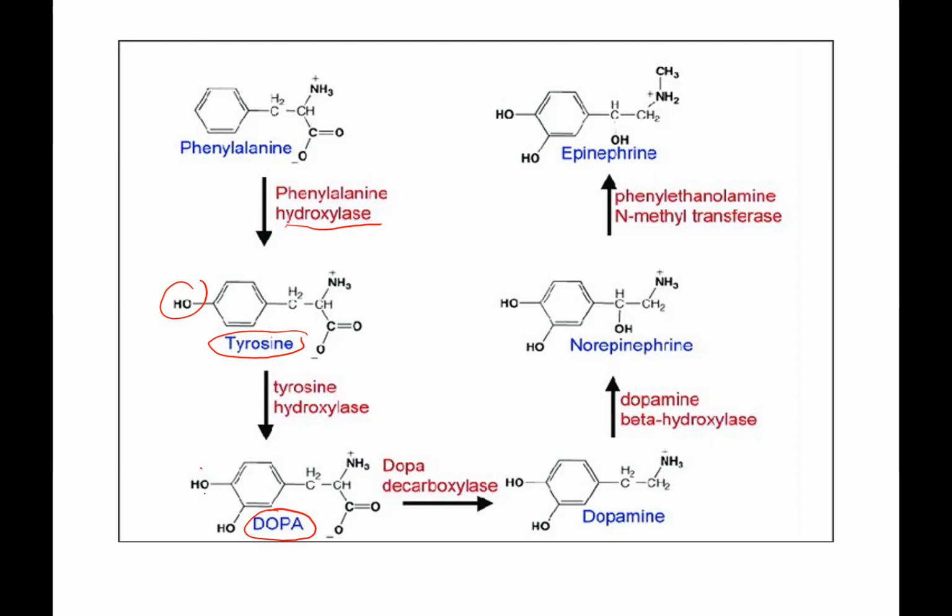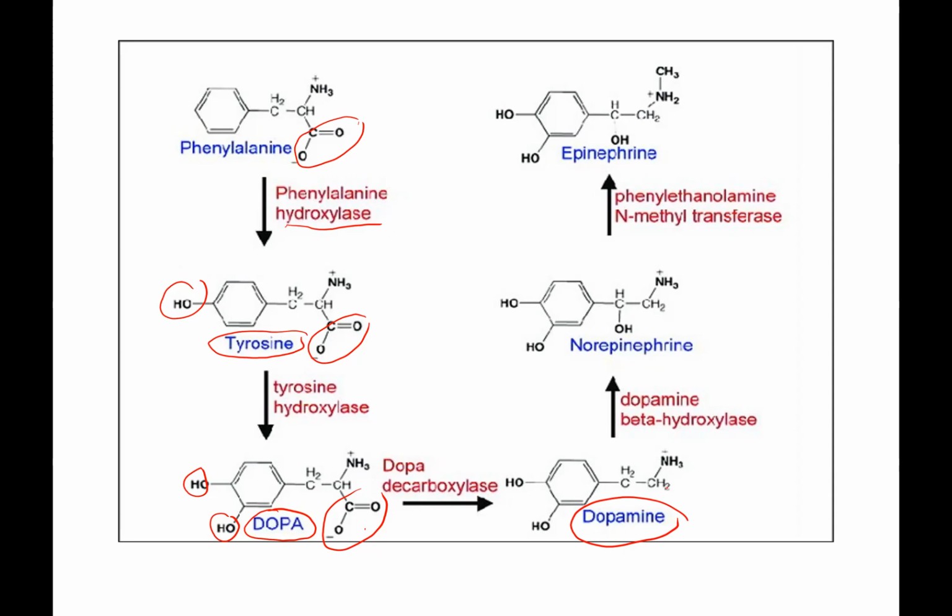Dihydroxyphenylalanine: one hydroxyl group, another hydroxyl group. Dihydroxyphenylalanine is DOPA. And this has a COO double bond group here, and here also a COO double bond is there. These are all acidic. Now that COO will be removed, decarboxylated. Once that is decarboxylated, the acid becomes an amine, and that is what is called dopamine.